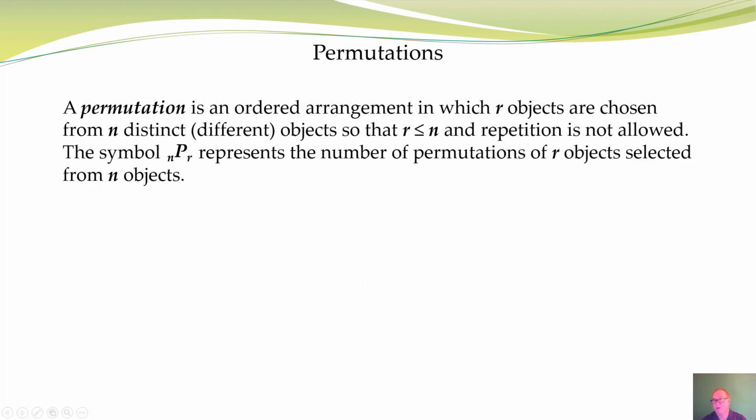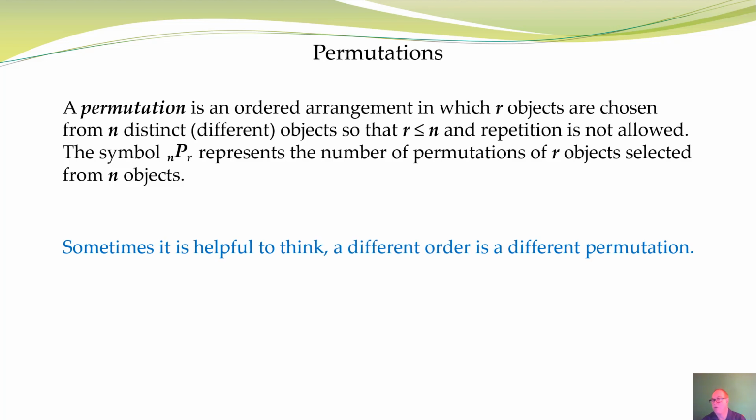Okay, now we want to talk about permutations. A permutation is an ordered arrangement in which r objects are chosen from n distinct objects so that r is less than or equal to n, and repetition is not allowed. The symbol nPr represents the number of permutations of r objects selected from n objects. Sometimes it's helpful to think a different order is a different permutation. In other words, 1, 2, 3 is different than 3, 2, 1, which is different than 2, 1, 3. So a different order is a different permutation. Remember, order is important when we talk about permutations.